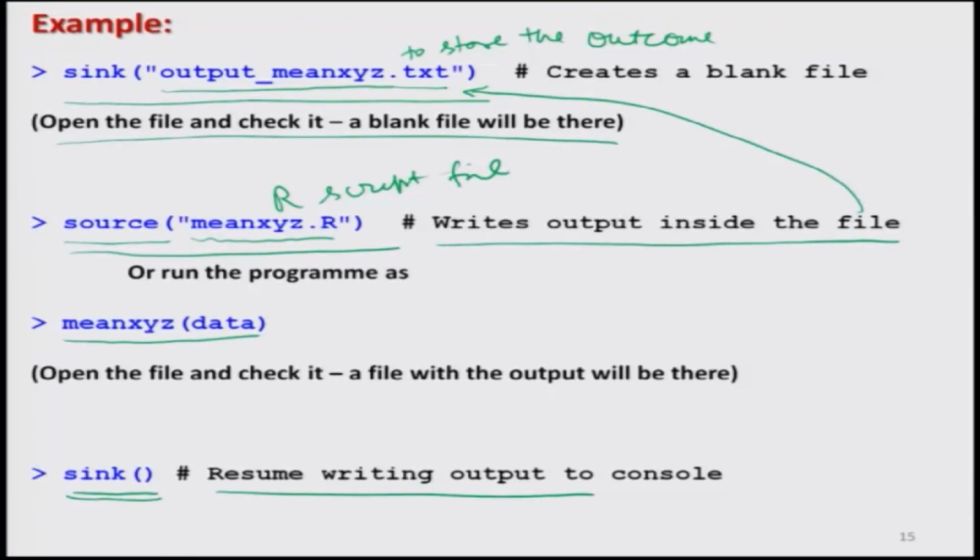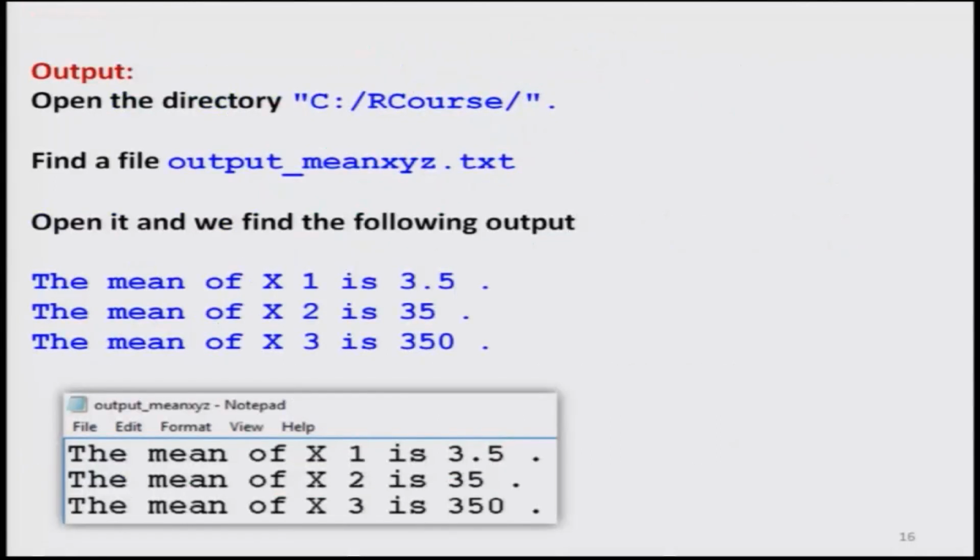So, here I have shown you how you can redirect the outcome to a file, and here I have given you the screenshot of all those things. First I change the directory, and then I create a file name, and if you open this file in the R working directory, you will get this outcome, and this is the screenshot which I have just shown you.